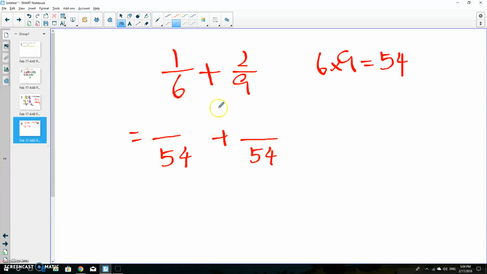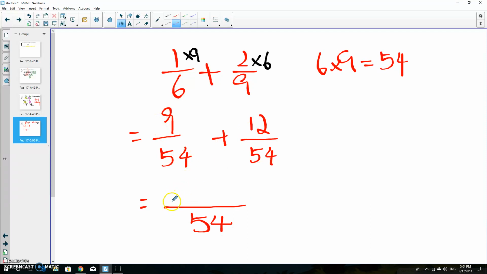And because I know I multiply these two numbers, so the top has to be multiplied by 9. That has to be multiplied by 6. It's always going to be that match. So you're going to get yourself a nice 9, you're going to get yourself a 12, and then you add them together, over 54. 9 plus 12 is going to be 21, right? So you do get a result from this.